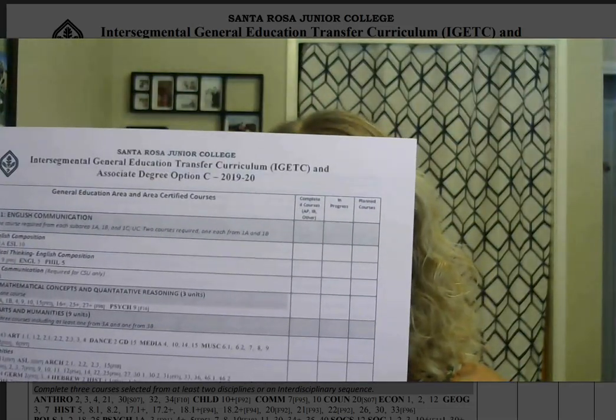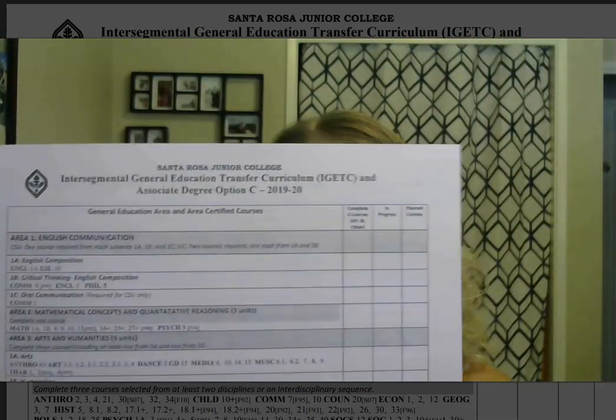So again, if you physically go in to meet with a counselor, you would be given the IGETC, which is the Intersegmental General Education Transfer Curriculum. So you can see why it's been shortened to IGETC. The IGETC can be used when you are transferring to a UC. It will meet the general education lower division for a University of California campus. It will meet a CSU campus with specific requirements, which I'll go over.